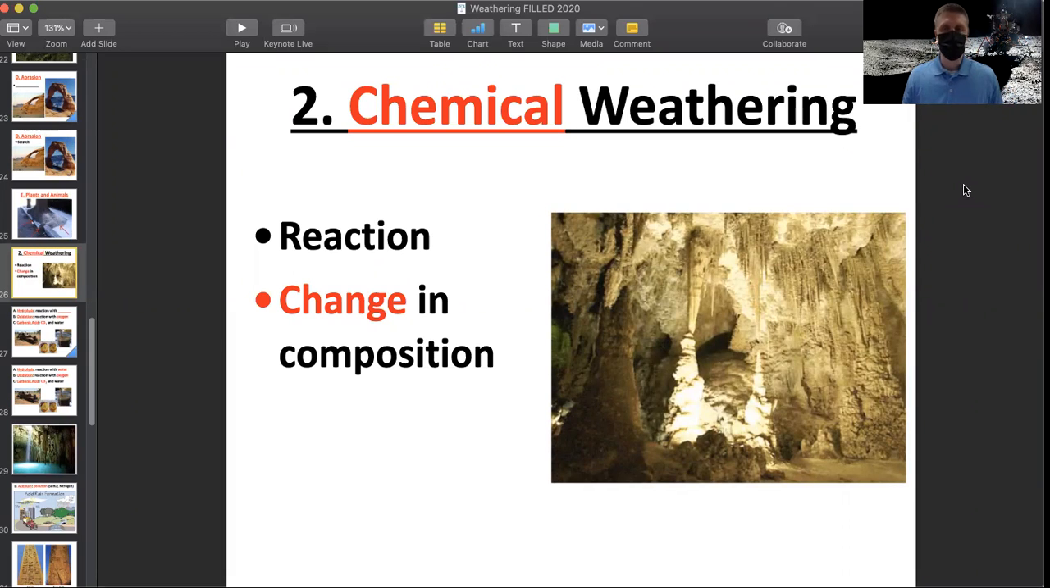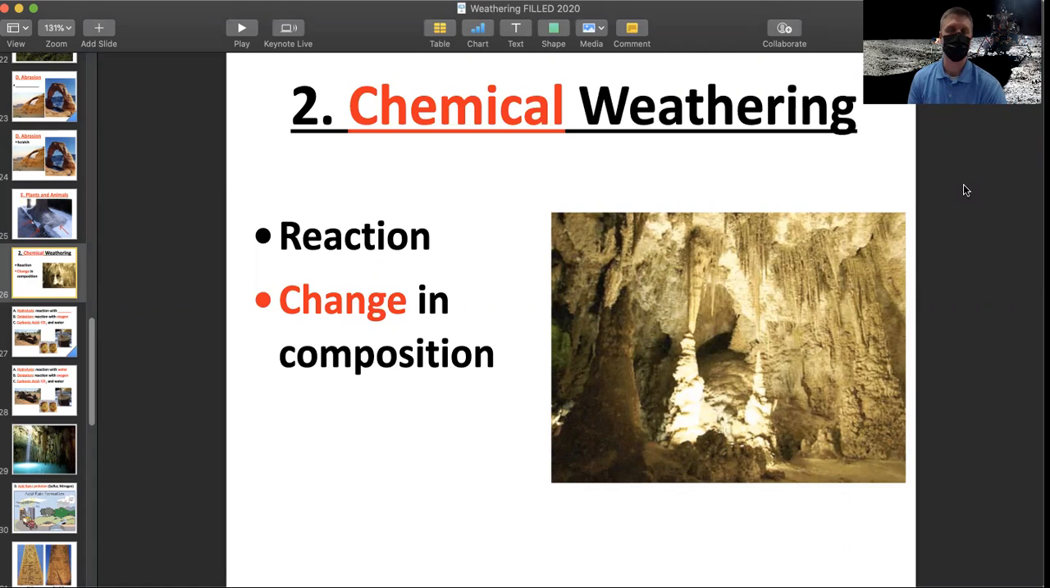Okay, I want to finish up the notes on weathering. The first part of the notes, we talked a little bit more about weathering and erosion and also mechanical weathering. So the main thing to remember with mechanical weathering is the only thing that's changing is the size of the rock. The composition, the makeup of the rock is not changing.